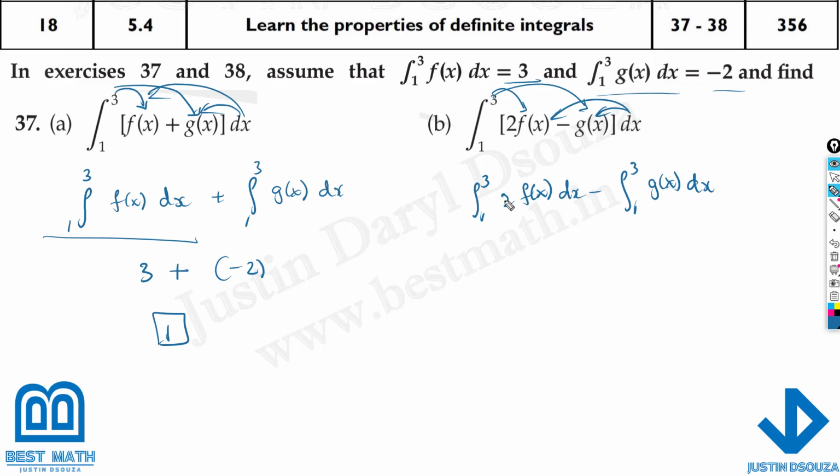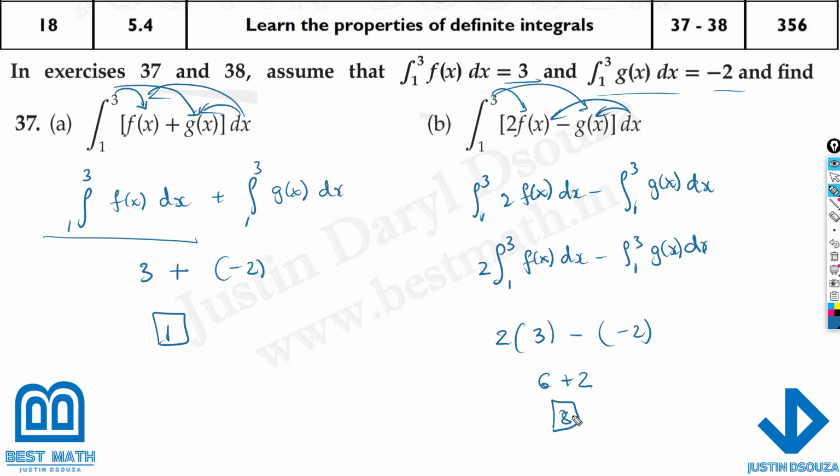Because it's in writing, please make sure you write it properly. And now substitute this 2. You can write it outside or over here, it's fine. It's better to write it outside because the values given to us are only integral from 1 to 3 of f of x dx minus integral 1 to 3 of g of x dx. So now what are the values? It's 2 times 3 because the integral of f of x dx is 3, minus, what is g of x? That's minus 2. So it's 6, minus and minus becomes plus 2. The answer is 8 here. So this is how we solve these pretty simple problems.